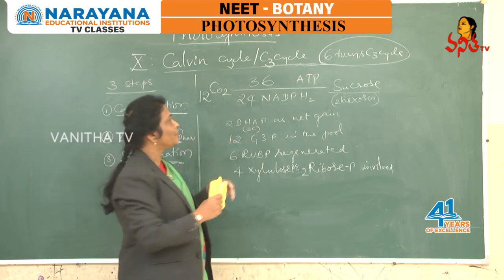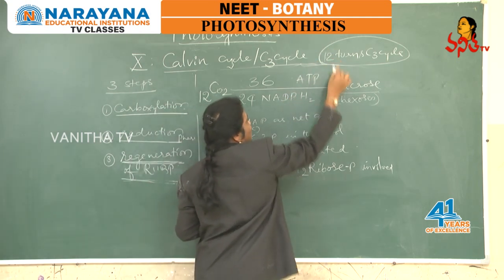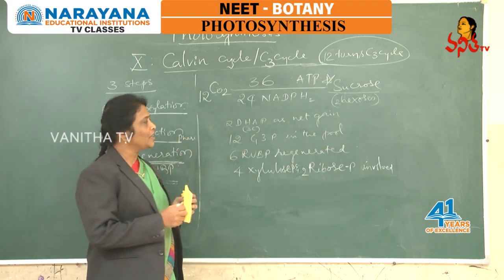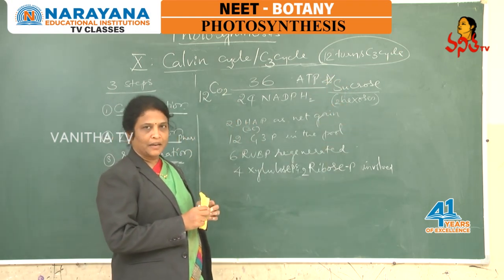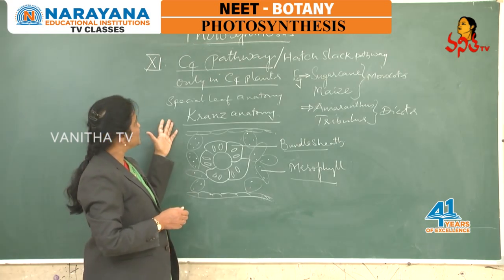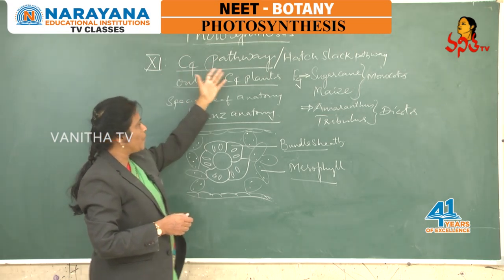So, how many turns of Calvin cycle do we consider? 12 turns of Calvin cycle for the synthesis of one sucrose molecule. Accordingly, we can calculate whatever the count is given. Okay, students? Okay, students.